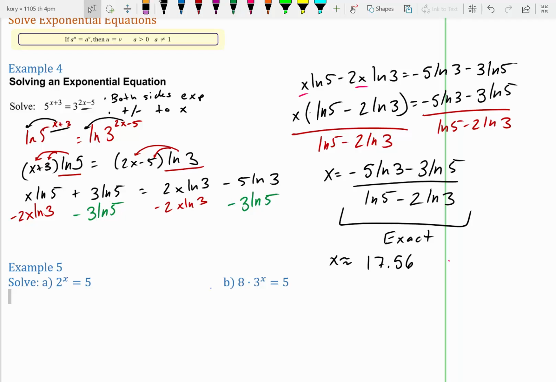How do we know when to use ln or log? You can use either one. Yeah, and you'll see for the next example, I'll use log. Yep. They're all interchangeable because log with no base is base 10, which is the same thing as a natural log. Okay.